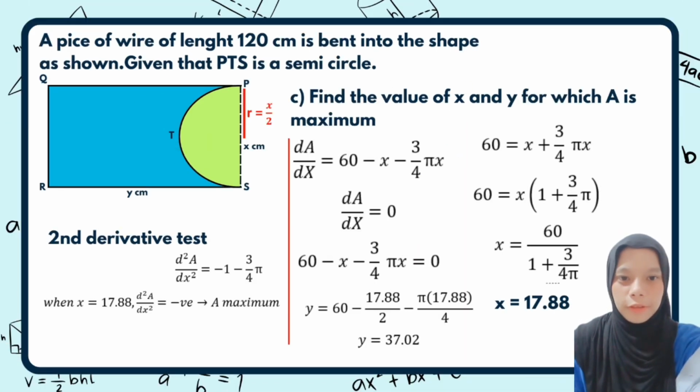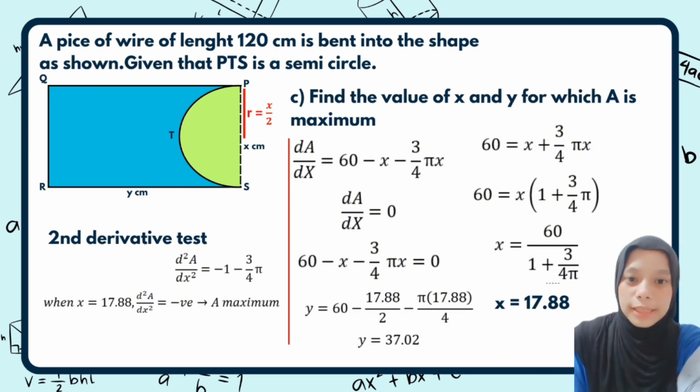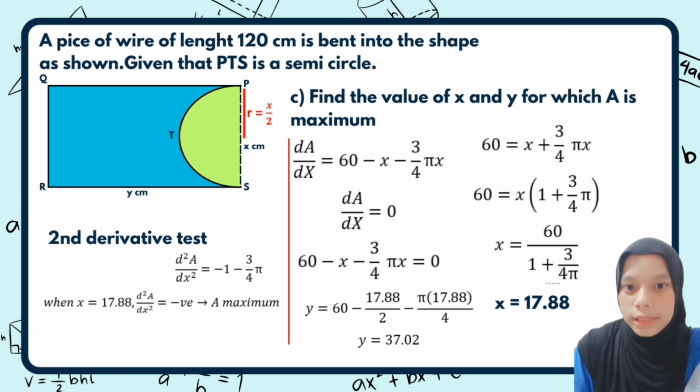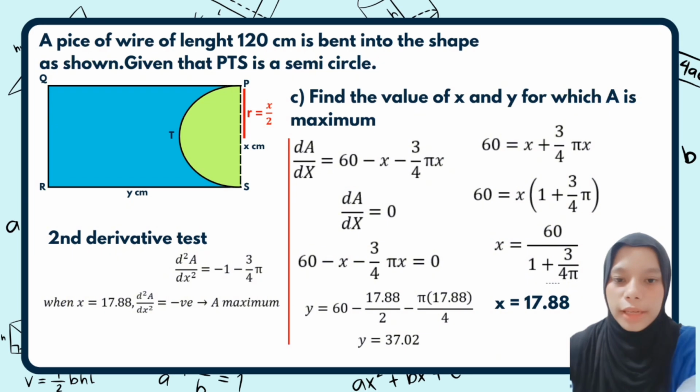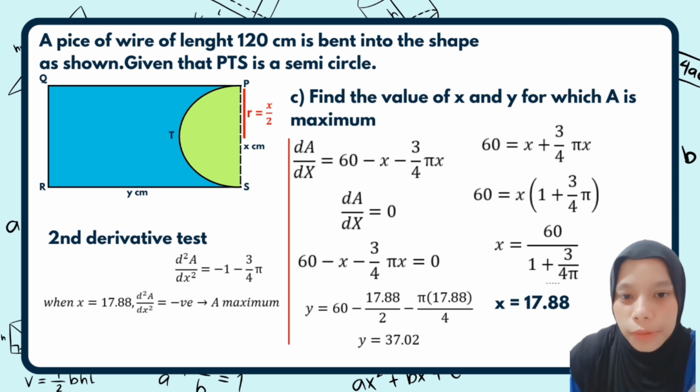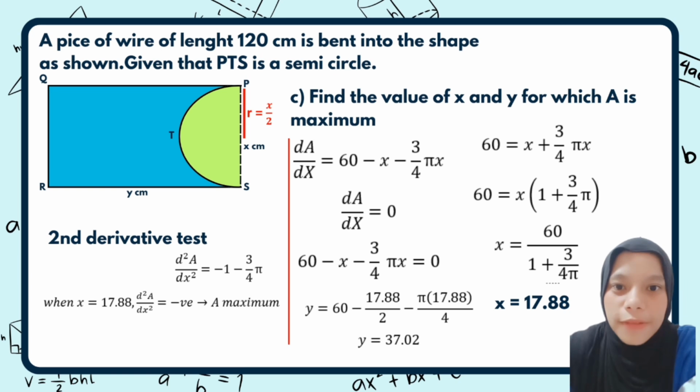Question C: find the value of x and y for which A is a maximum. This question has two parts. For the first part, we need to differentiate the area, which is dA over dx equals 60 minus x minus 3 over 4 pi x. So dA over dx equals 0. 60 minus x minus 3 over 4 pi x equals 0. And then simplify the equation and get the answer for x, which is 17.888. And after that, we need to substitute the value of x into the first equation.